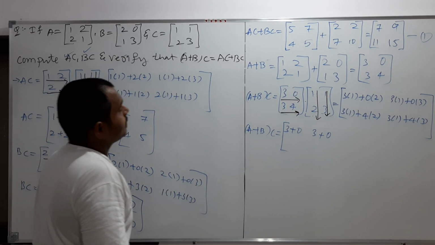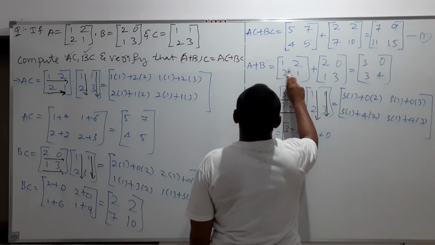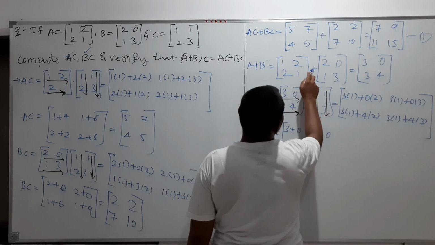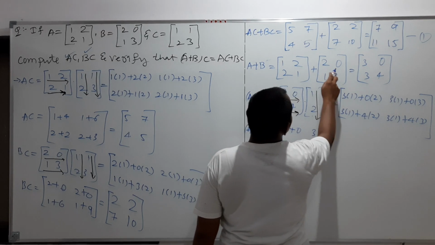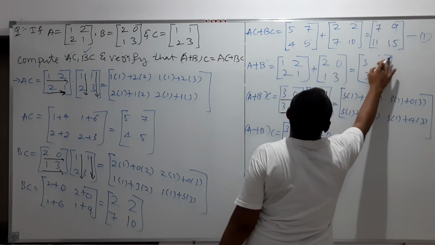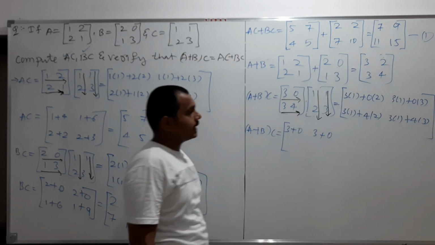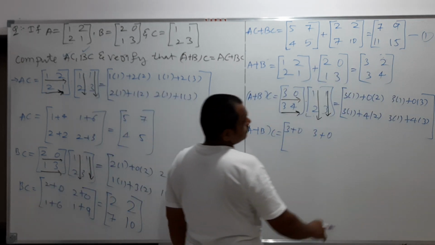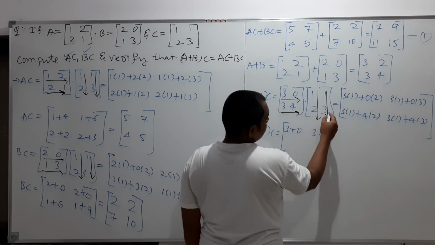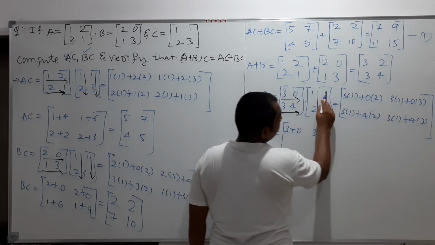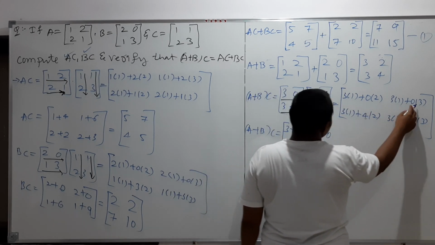Here A plus B. What is A plus B? Matrix A is 1 2 2 1 2 0 1 3. 2 plus 0 is, here it is, my dear students. So 2 plus 0 is 2. Clear? Next, here it is the first row, third column. We have first row, third column is 3 into 1 is 3 plus 0 into 3 is 0.